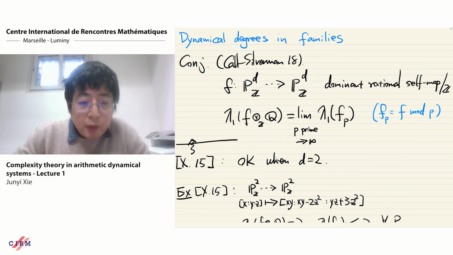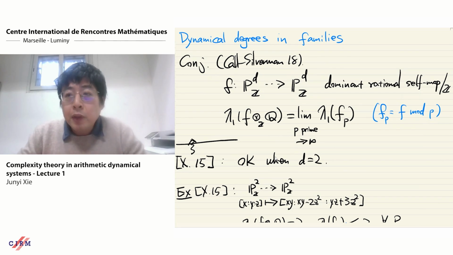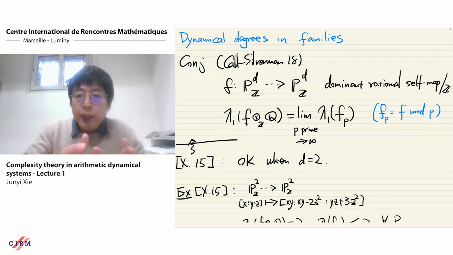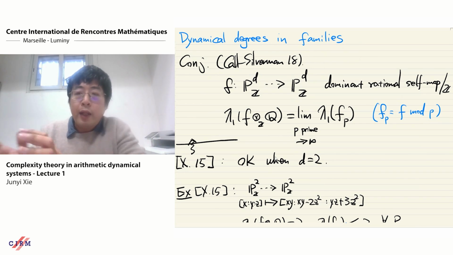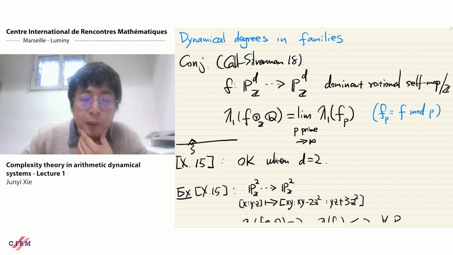So the example is as follows. If you look at the following map, it's indeed a birational map, (x, y, z) to (x, y minus 2z square, and yz plus 3z square). Then you can show that the first dynamical degree equal to 2. But if you do the specialization, the dynamical degree is always strictly less than 2. So you really need this limit. You cannot say that the dynamical degree equal to lambda_1(F_p) for p sufficiently large. This is not true. You need to take the limit.